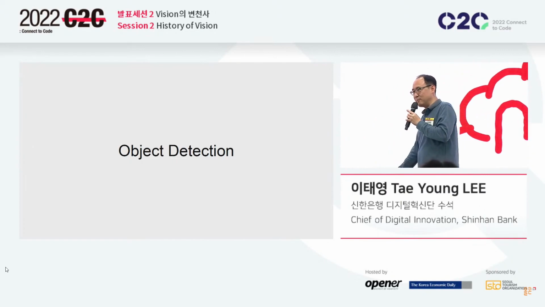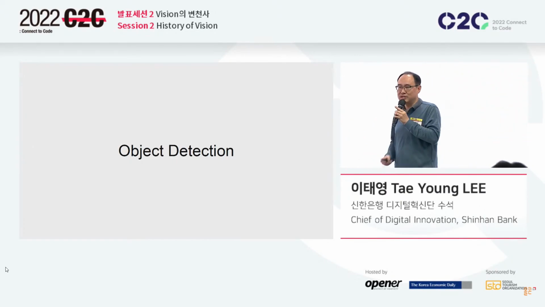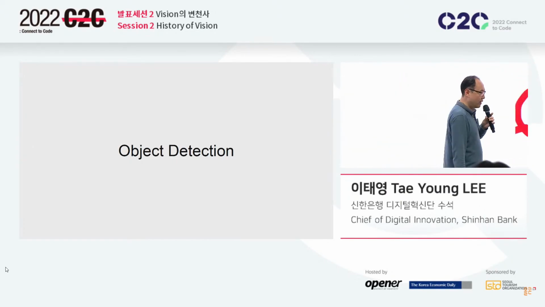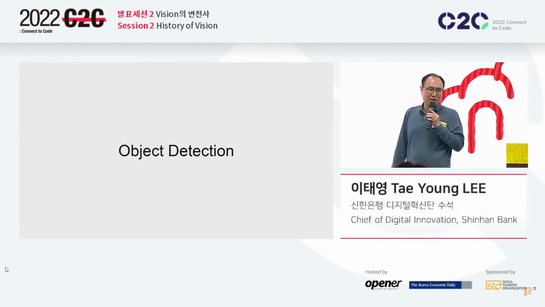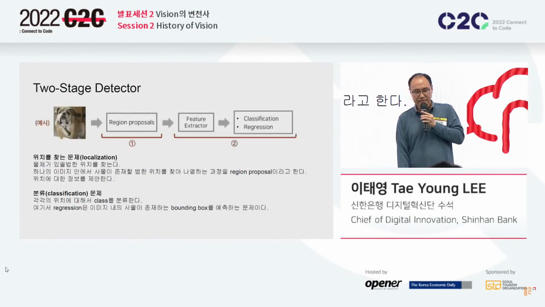I told you about the CNN backbone-based network in the history of vision, how that was introduced to the industry, and what perspectives we need. Let me now turn to object detection.